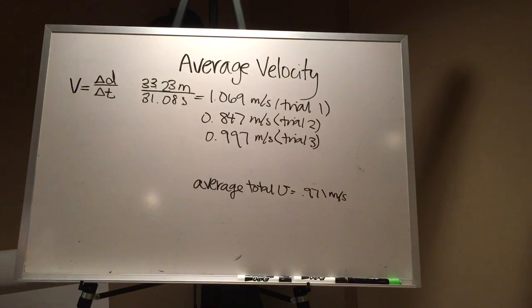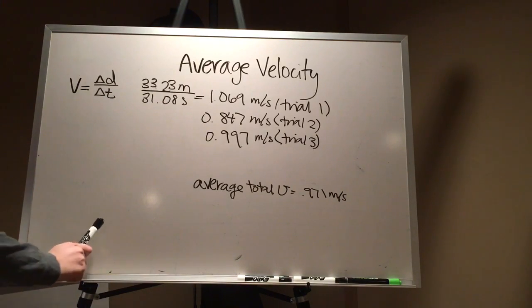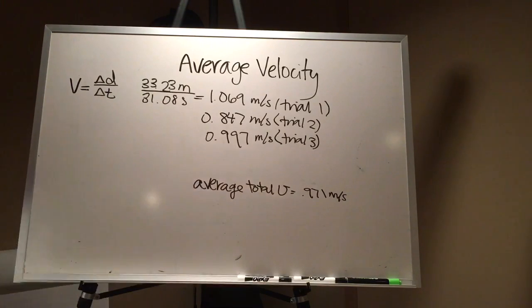By finding the average of each of the 3 trials, you get a total average velocity of 0.971 meters per second.